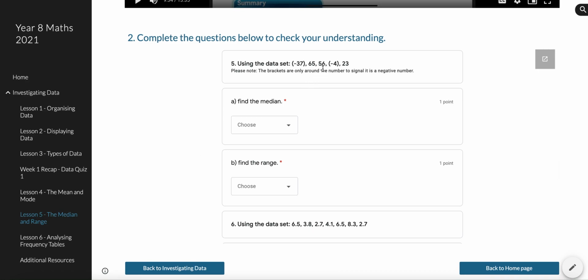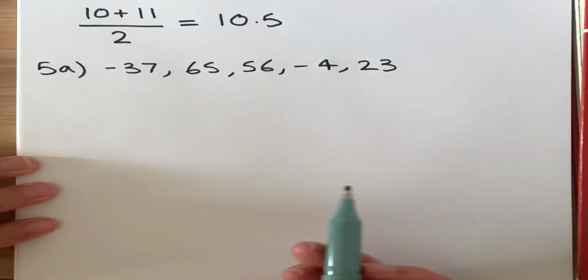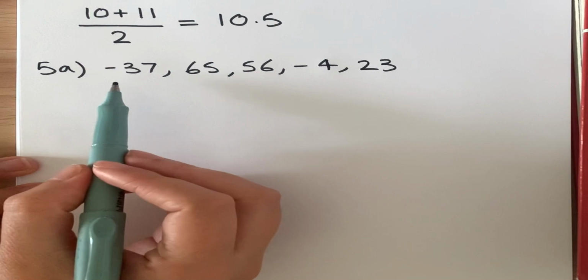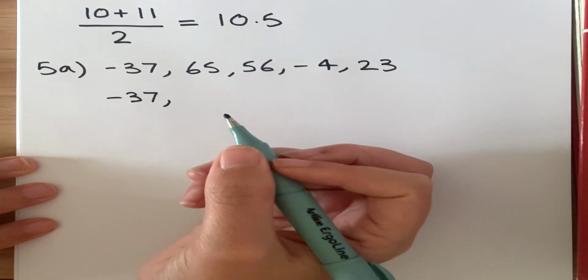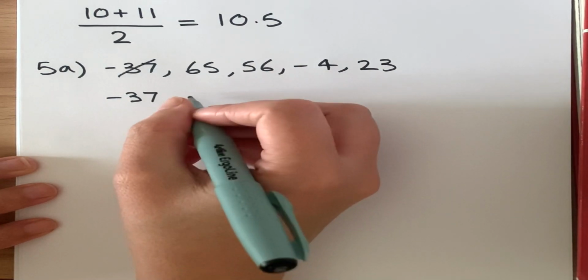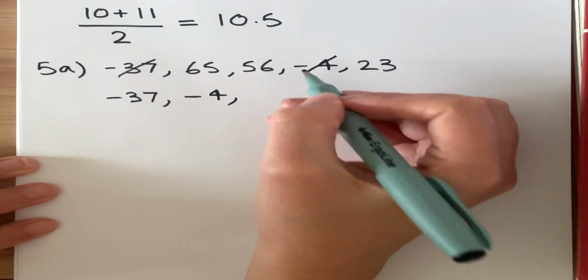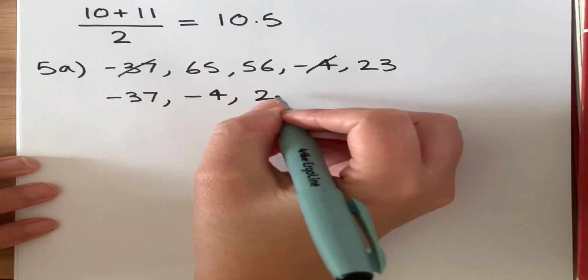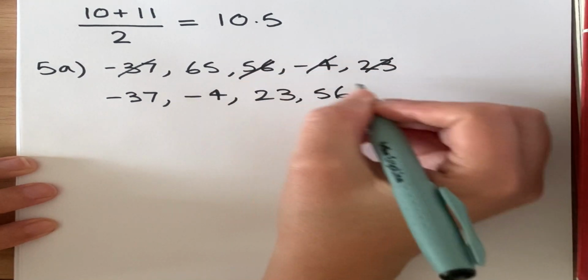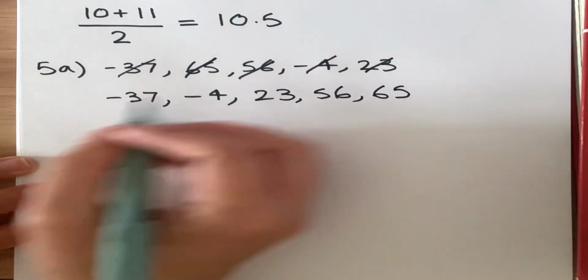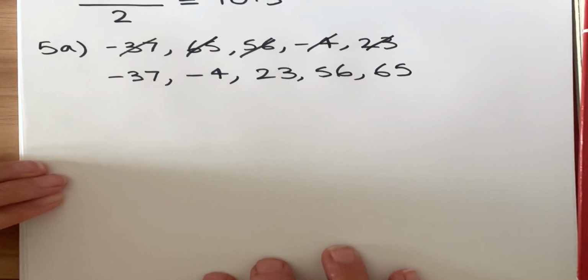Okay, so here we've got another data set, and again, it's not in ascending order. So again, I'm going to switch over to my camera and my pen and paper. Okay, so we've got our data set here. We've got 5 scores. The lowest is minus 37 because it's a negative number. Then the second lowest, well, we've done that, would be minus 4, another negative number. Then the next score is going to be 23 after that. We're just rearranging in ascending order, 56, and then the highest is 65. So now it's in ascending order, so we can find the median.